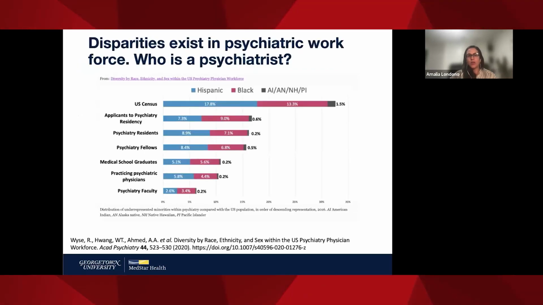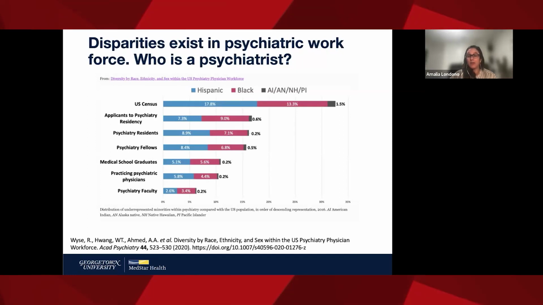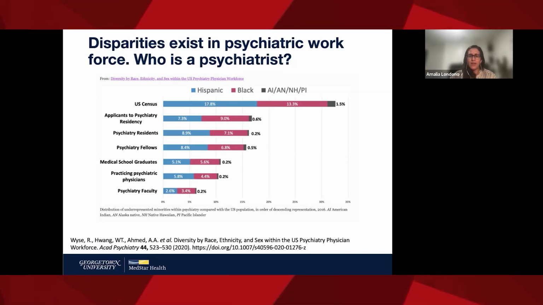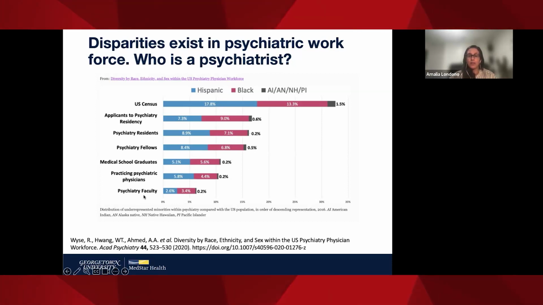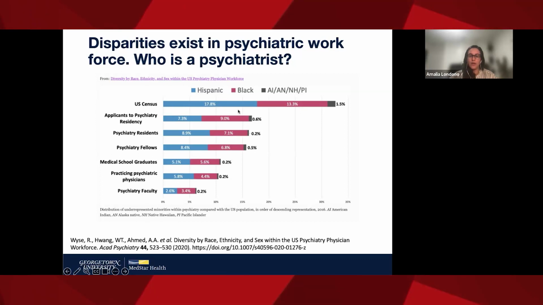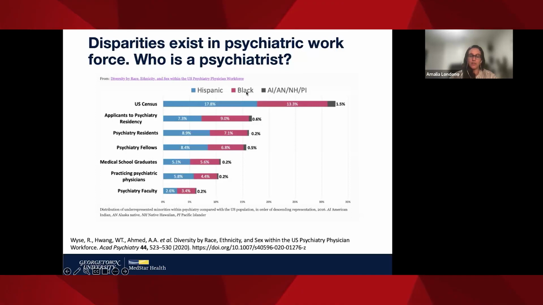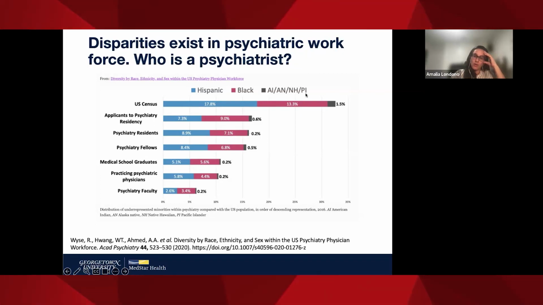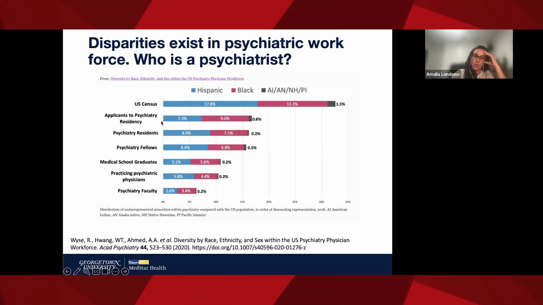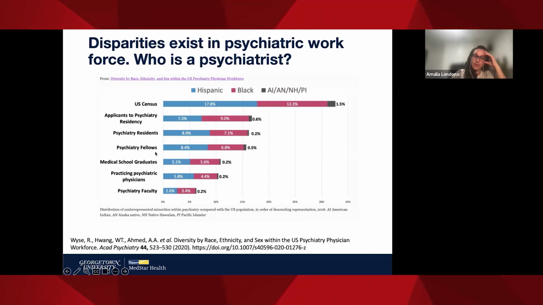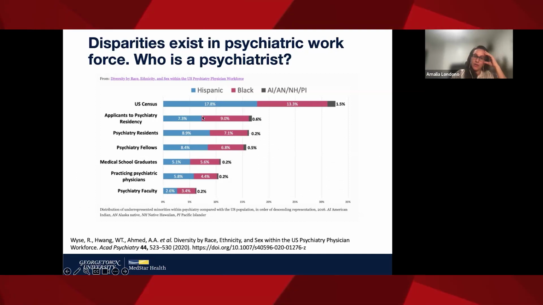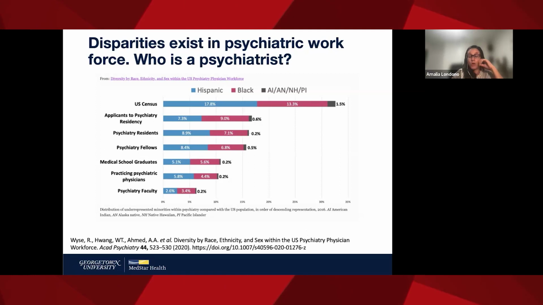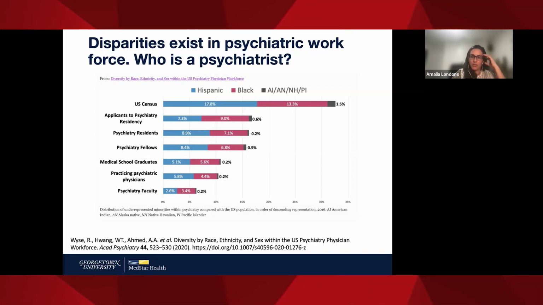And I do want to start the talk really talking about disparities that exist in the psychiatric workforce. Who is a psychiatrist? This is from an academic psychiatry paper, showing the US Census, and the percent of the population that is Black, Hispanic, and different Asian American groups. And then who is a psychiatry resident applicant, and then psychiatry faculty, and look at the huge disparities. Our workforce does not represent the population in the United States.